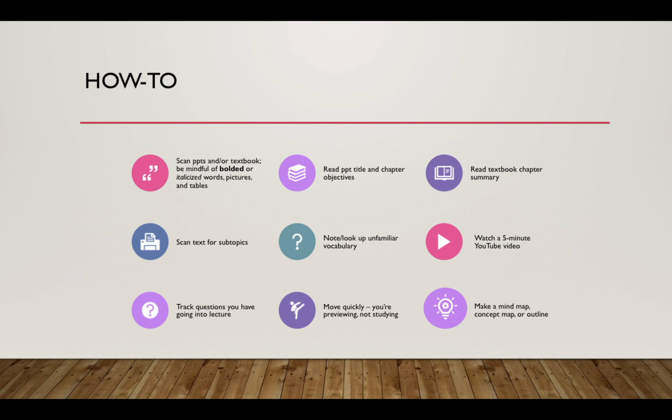So how to? Now, the important thing with previewing is to know that you're not trying to learn all of it, you're not trying to teach yourself all of it, and you're not trying to study all of it. Really what you're doing is you're just getting familiar with the topic and familiar with the lecture materials. So there's a lot of ways you can do it. These are examples. You don't have to do all of this, but you can pick one or two.